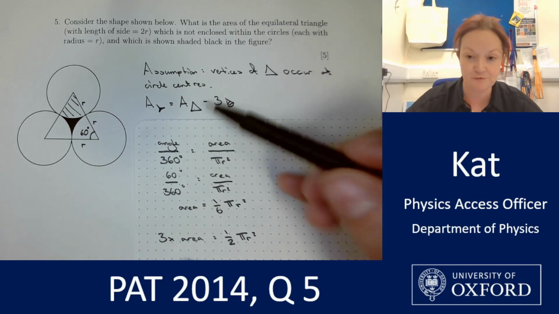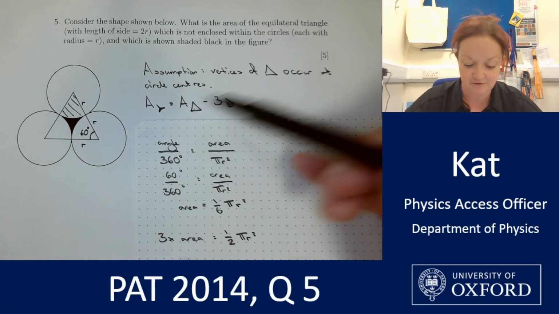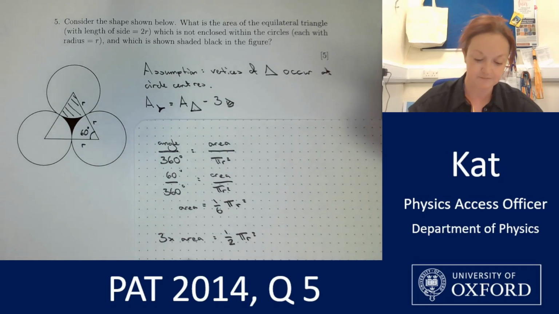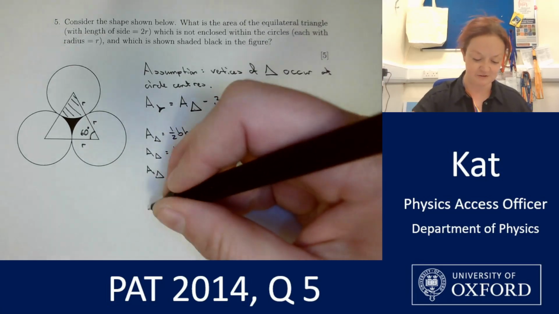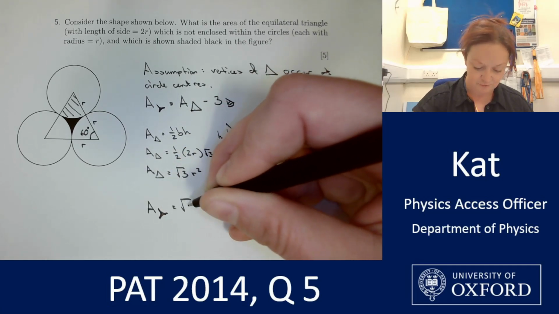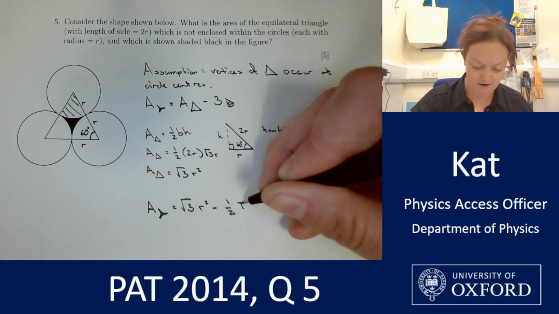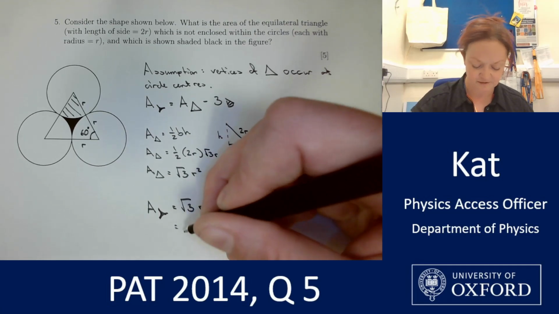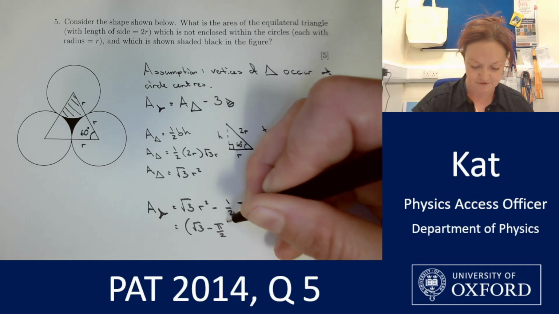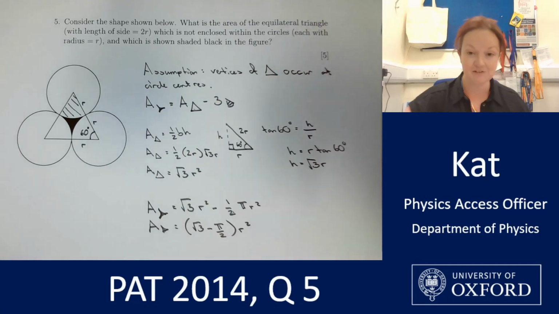I now have both of the pieces of information which I need to calculate the area of my shaded section: the area of the triangle, and 3 times the area of the shaded segment. Putting this in total, the area of my shaded segment is √3r squared, subtract 1/2 of pi r squared. A little bit of tidying up, even though we're pretty much there: (√3 - π/2) r squared is the area of my shaded segment.